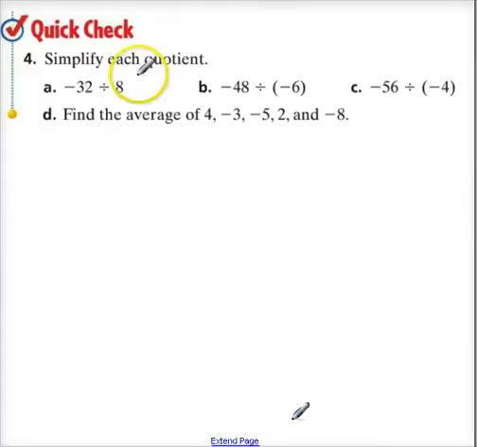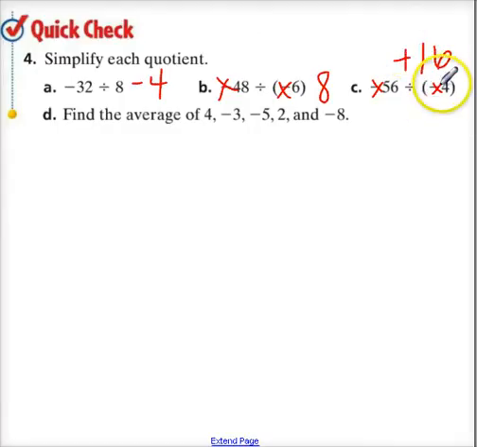First, some division practice. Negative 32 divided by 8. Well, there's one negative, so my answer is going to be negative 4. Negative 48 divided by a negative 6. The two negatives are going to cancel, so it's really 48 divided by 6, which is positive 8. And negative 56 divided by a negative 4. Again, the negatives cancel.